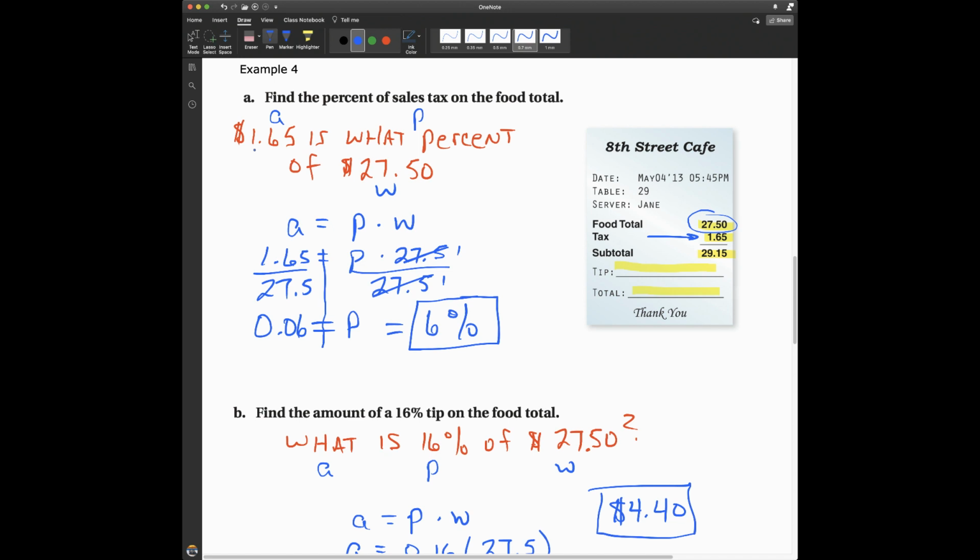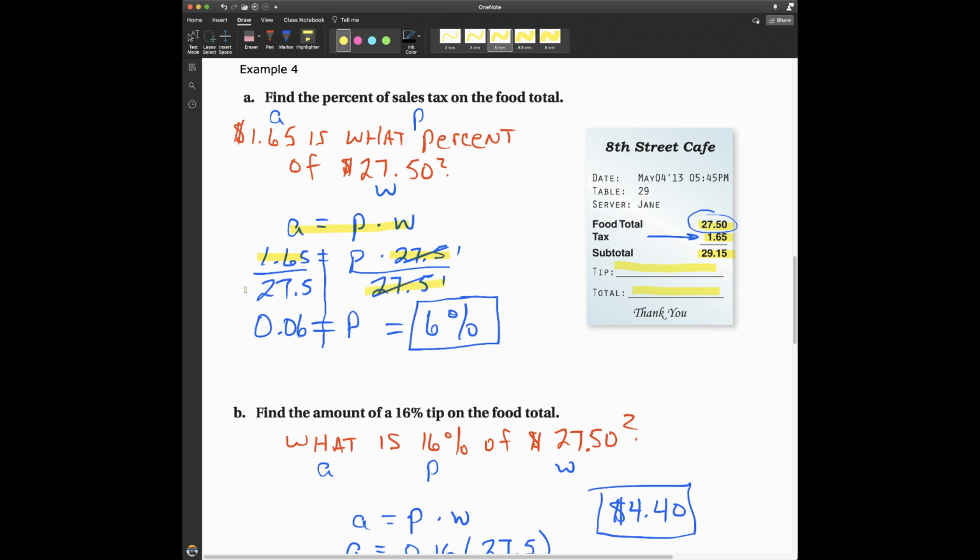So I wrote a little problem. $1.65, which is the sales tax, is what percent of $27.50? Okay, so this is my question, and I labeled the part, the percent, and the whole. And then there's my formula, A equals P times W. And I know what A is. It's $1.65. I just write it as a decimal. My percent is what I'm looking for. And then there's my whole.